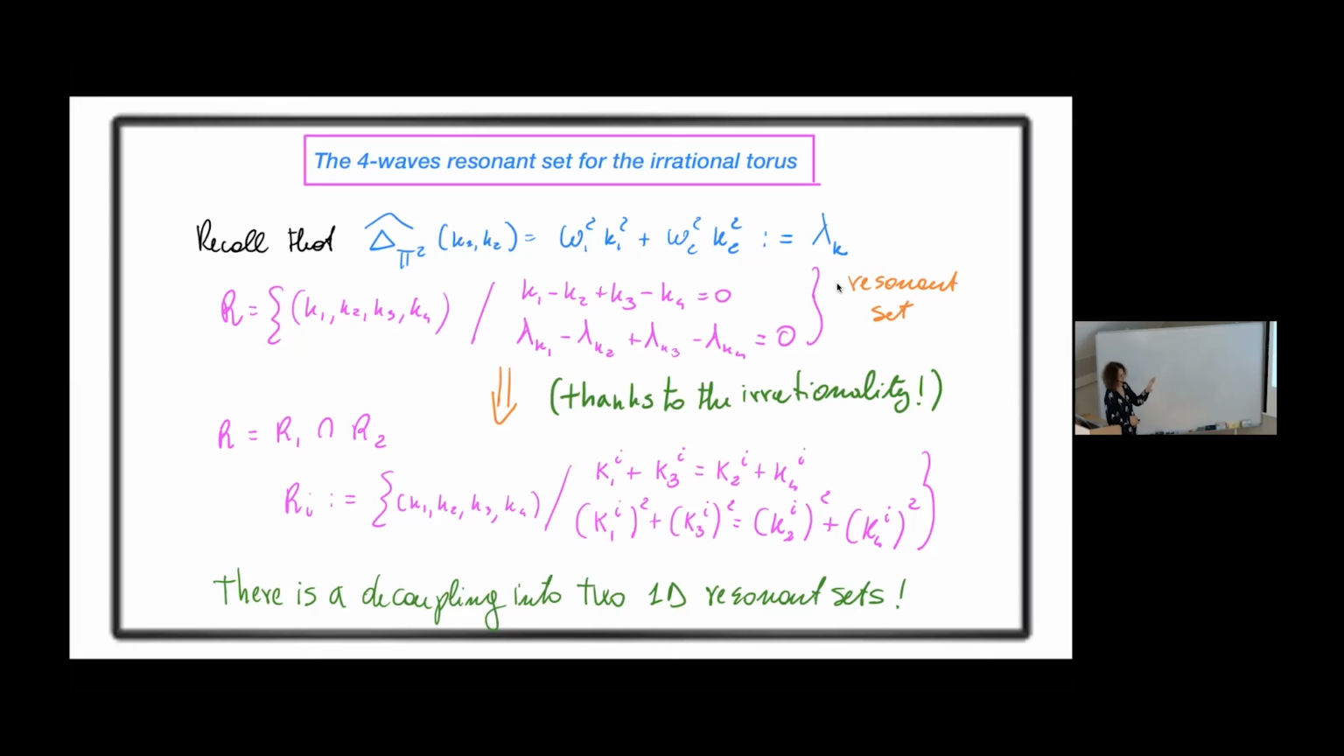Because of this irrationality of the torus, they will just split. This thing will split into two, and so we'll decouple. Now, in a way, this is absolutely not made clear, and I thought about this, but it's hard for me to think about it. But separating into two one-dimensional objects tells you that it's not quite two 1D NLS. But the fact that the 1D NLS is integrable somehow affects what I'm going to say later.